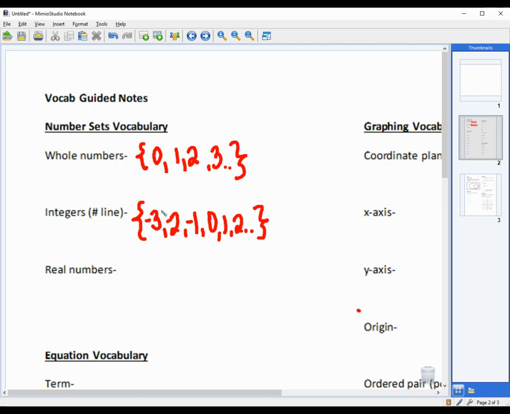Okay, so real numbers are actually the set of rational and irrational numbers together.